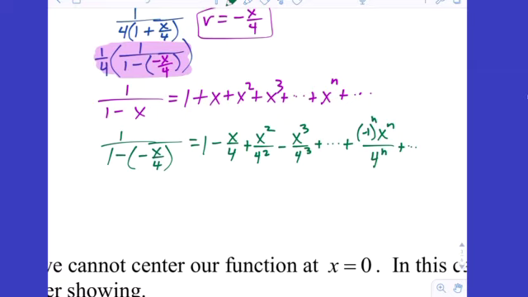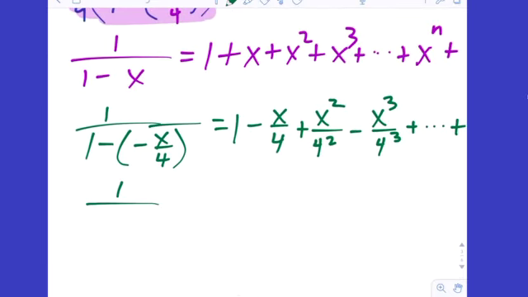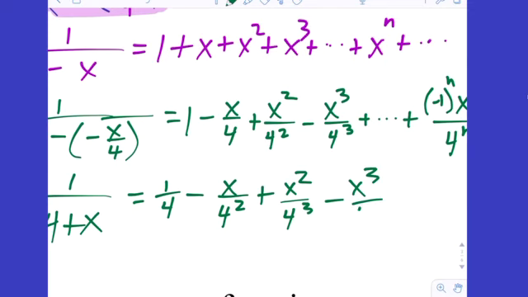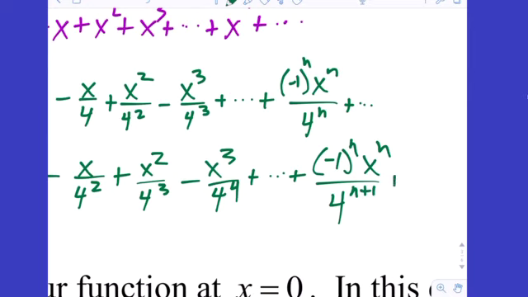All right, now I'm going to multiply through everything by a 4th. And when I multiply through by a 4th, I should end up with my final answer. So I'm just going to call this 1 over 4 plus x. And now I get 1/4 minus x over 4 squared plus x squared over 4 cubed minus x cubed over 4 to the 4th plus dot, dot, dot, plus negative 1 to the n, x to the n, all over 4 to the what? And plus 1. Good. Plus dot, dot, dot.